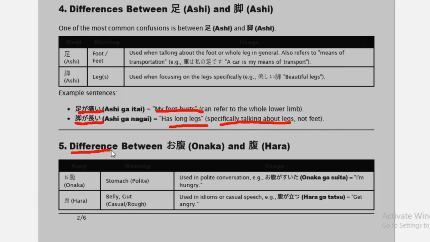And let's see some difference between onaka and hara. Onaka means stomach in polite speech. It is used in polite conversation like onaka ga suita, which means I am hungry. And hara, which means belly or gut, is used in casual speech and in idioms, like hara ga tatsu, which means to get angry.